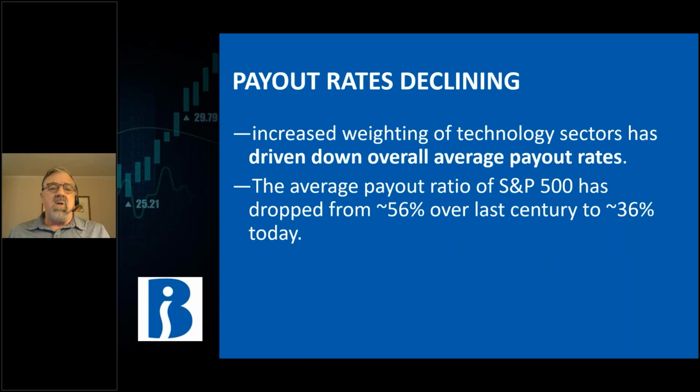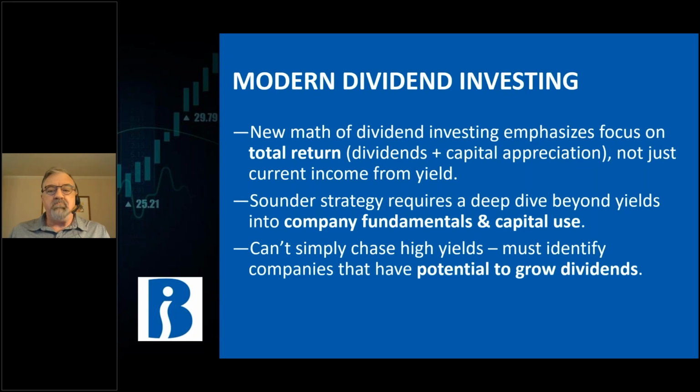All this together combined has contributed to payout rates declining significantly. The payout rate, of course, is the percentage of companies' earnings that's paid out as a dividend. The average payout ratio of the S&P 500 has dropped from around 56% over the last 100 or so years down to 36% today. So that's a pretty significant drop, and I think that's a good harbinger of where yields and dividends are headed in the current corporate era.